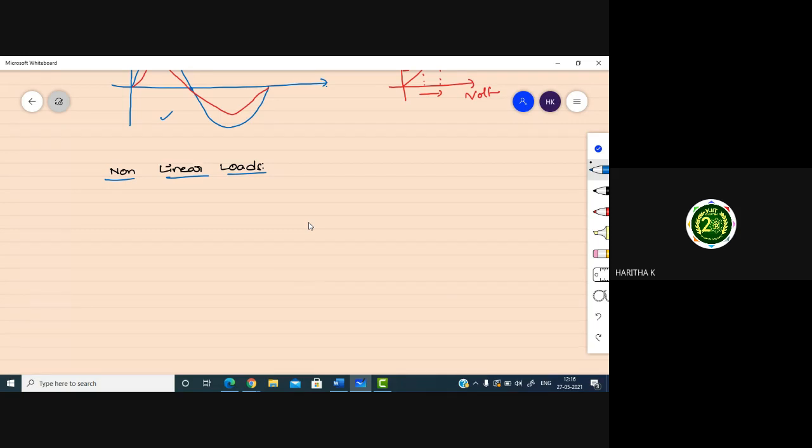Suppose I am connecting my computer to the power supply. So the computer here is a load. It will draw some current from the supply. Then if you draw a waveform between the supply voltage and the current drawn by the computer, the current waveform will not follow the voltage waveform. Then it is called a non-linear load. Your computer will become a non-linear load.